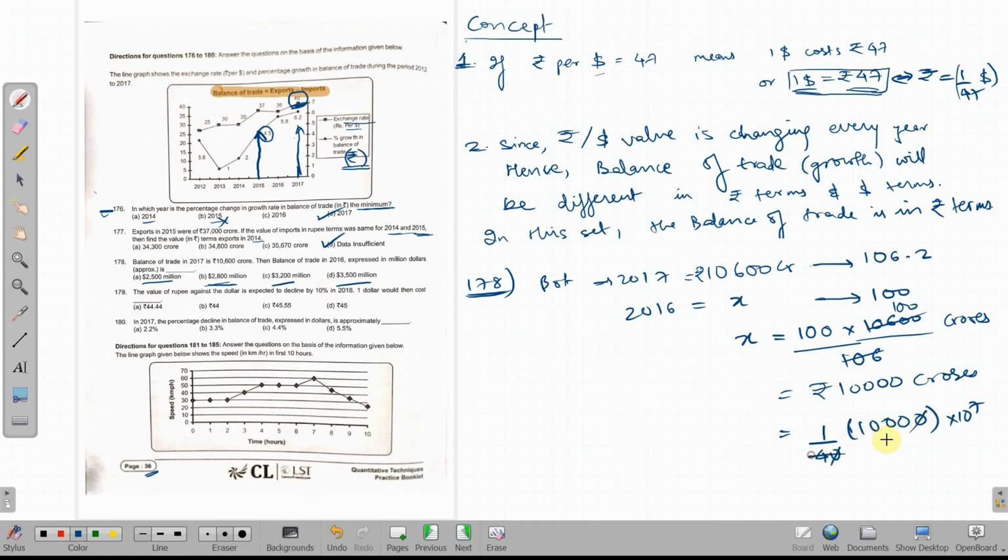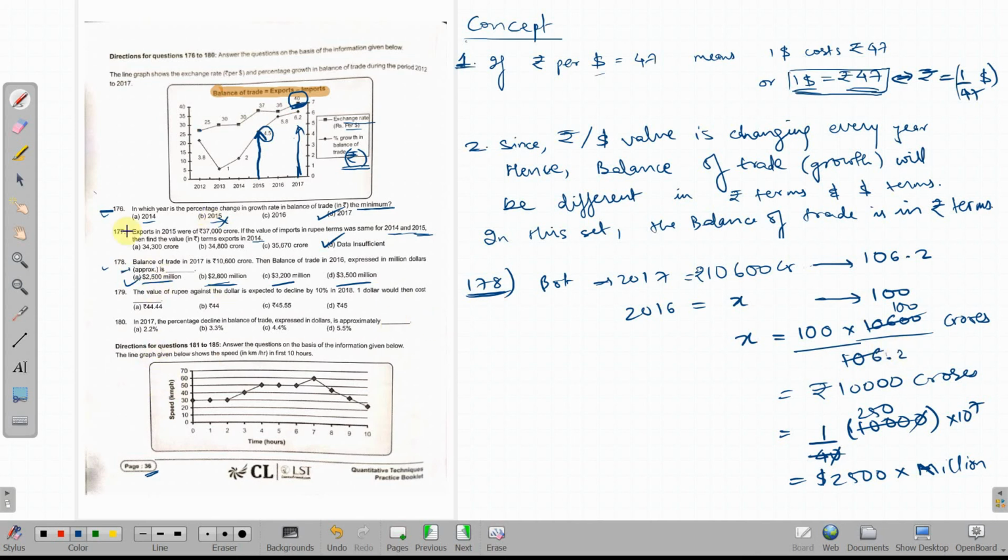So 1000 divided by 4 is 250 and 250 into 10 to the power 6. I'll just take 1 0 from there. That will become 2500 into 10 to the power 6, which is a million, and this would get converted to dollars. So 2500 answer would be option A. Okay, and they're also mentioned approx over here, so that's why 106.2 ka we can roughly make it 106.